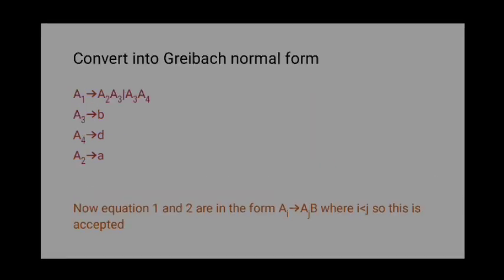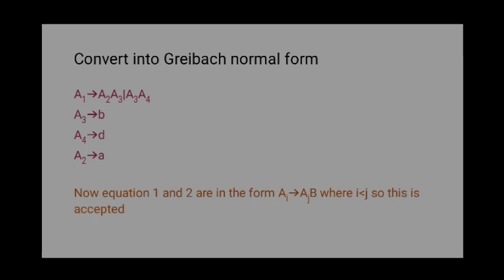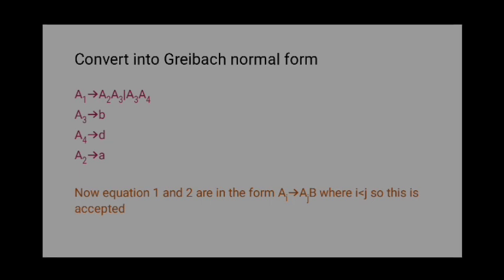Now these two productions actually fall under the category of Ai tends to Aj, where i is less than j. So A1 is less than A2 in the first production, isn't it? Then A1 is less than A3, that is in the second production. In both cases, the i value is less than j. So this is perfectly valid and it is accepted.